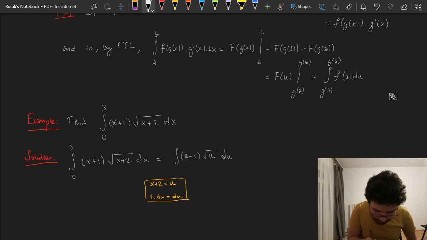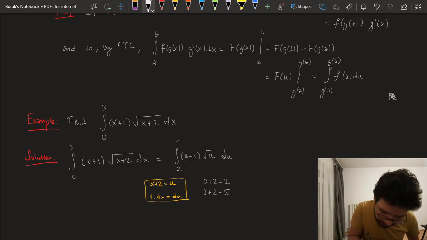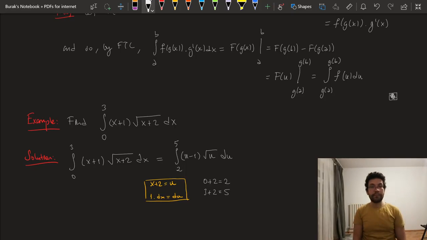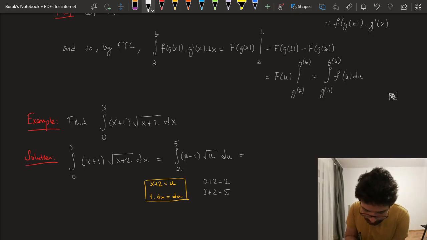When you plug in 0 for x, you're going to get 2 here. So this will be my lower limit. And when you plug in 3 for x, you're going to get 5. And this will be 5, okay?